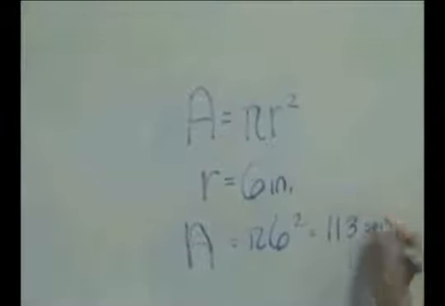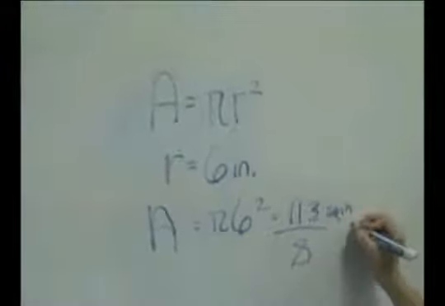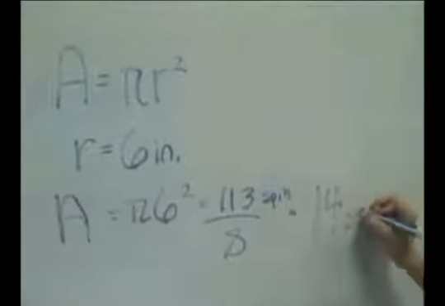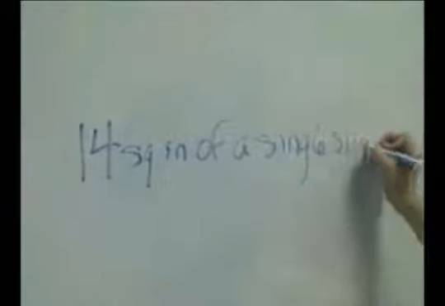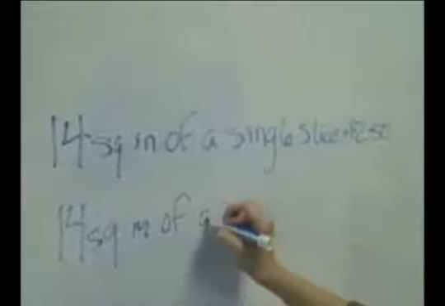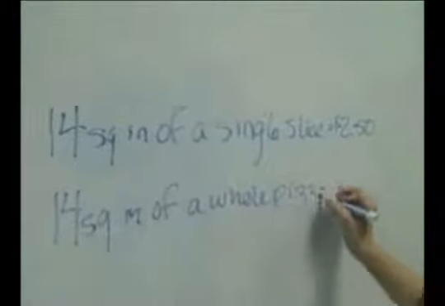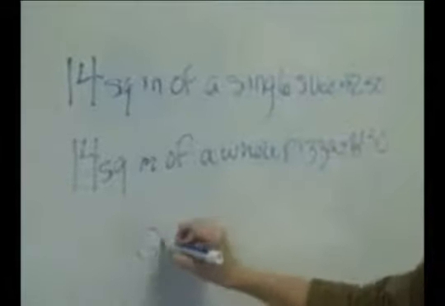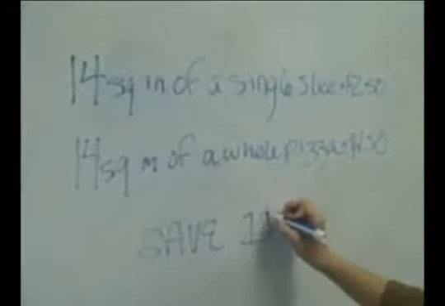inches. If we divide that by 8, then we can see that the area of a single slice is about 14 square inches. So with the price of a 14 square inch piece of pizza being $2.50 and the price of a 113 square inch pizza being $12, the better deal would be to buy the entire pizza, allowing you to save $1 per slice. Just make sure you have some friends to share it with.